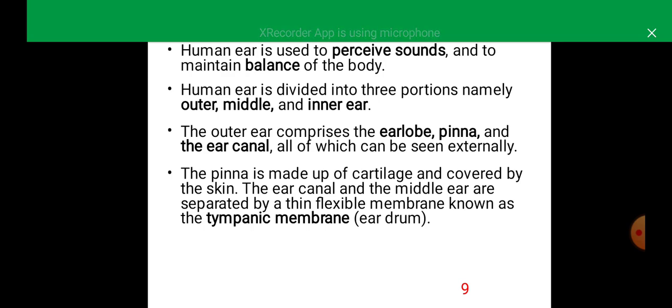The structure of the mammalian ear. The human ear is used to perceive sound and to maintain balance of the body. The human ear is divided into three portions, namely the outer ear, the middle ear, and the inner ear. The outer ear comprises the earlobe, pinna, and the ear canal, all of which can be seen externally, as we have said previously. The pinna is made up of cartilage and covered by the skin. The ear canal and the middle ear are separated by a thin flexible membrane known as the tympanic membrane, the eardrum.